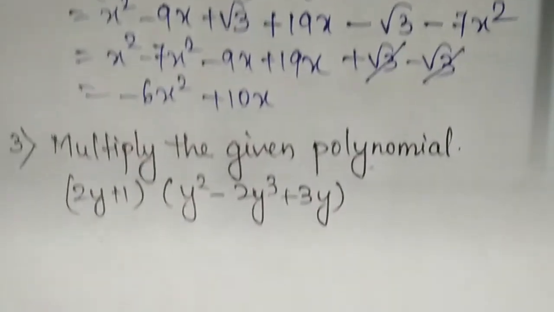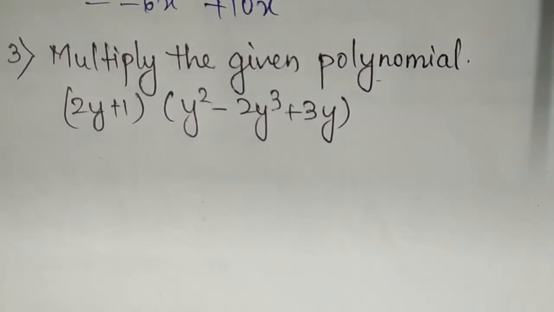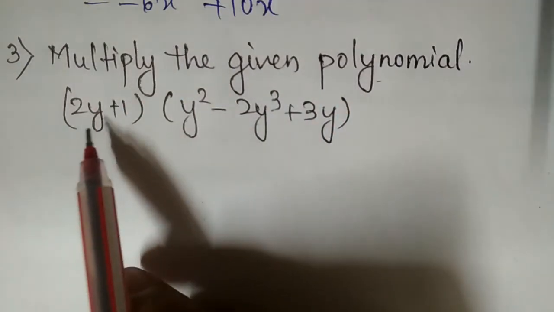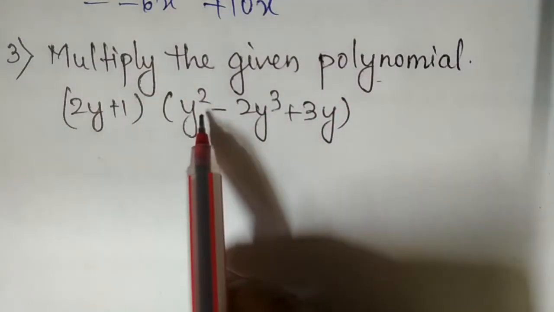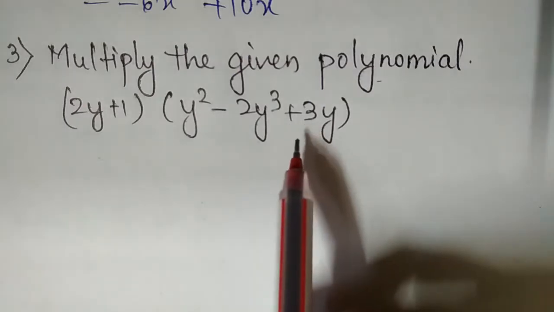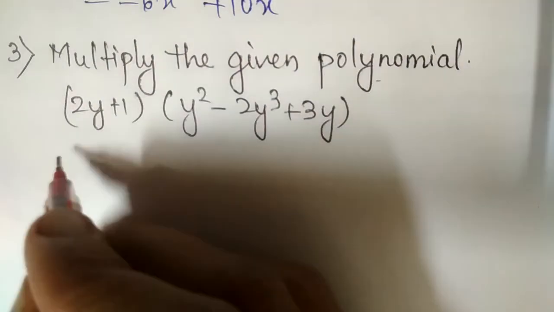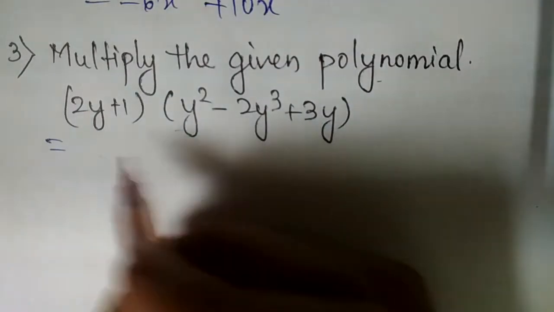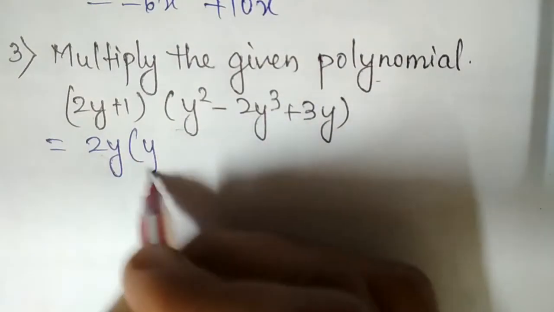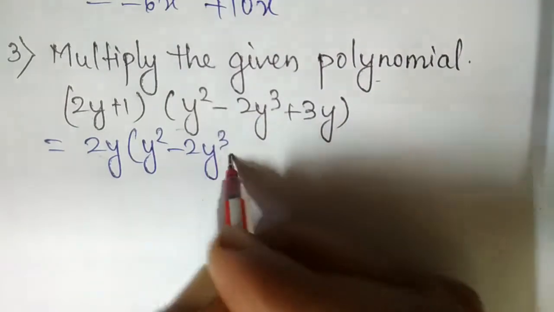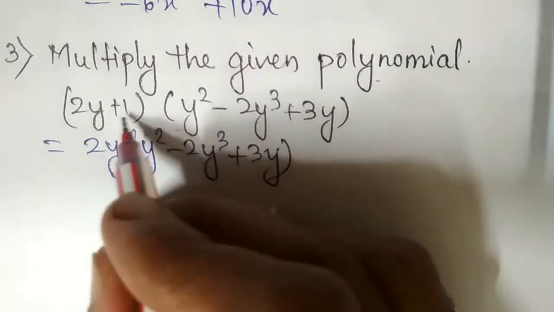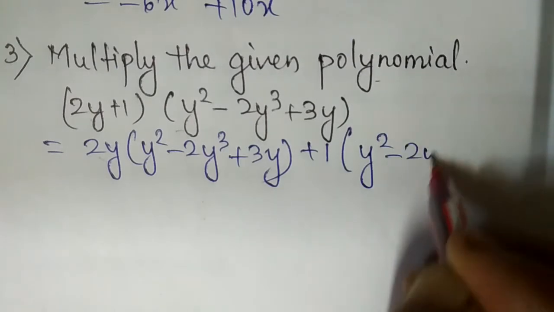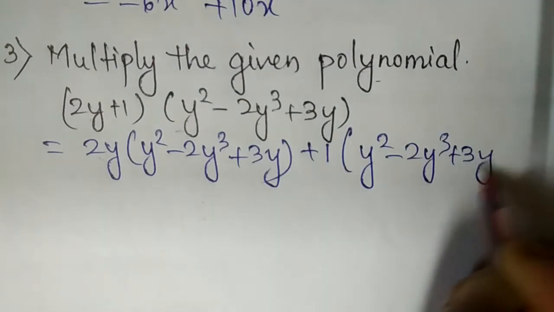Now come to the multiplication. The question is to multiply the given polynomials: 2y plus 1 multiplied by y square minus 2y cube plus 3y. So first of all, 2y will be multiplied with the whole, so 2y multiplied by y square minus 2y cube plus 3y. Then plus 1 multiplied with y square minus 2y cube plus 3y.